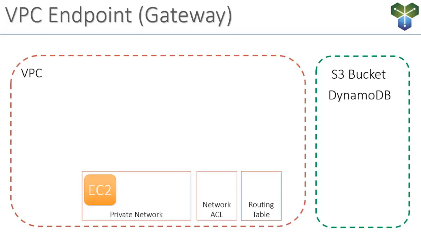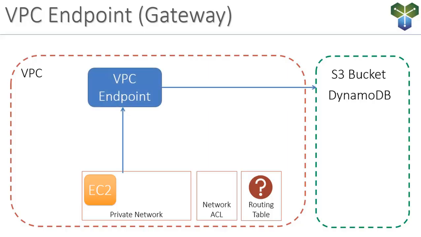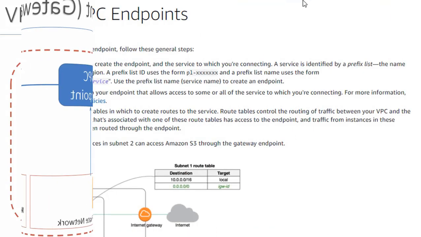So what does my route table look like in this scenario? Well, what I'm going to do is create a VPC endpoint, and I'll specify the service that I'll connect to, and I'll attach it to my VPC. And then I'll simply add a route to the route table pointing to that VPC gateway. And the route can look different depending on how you set it up.